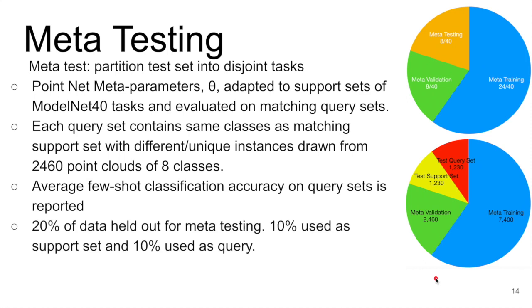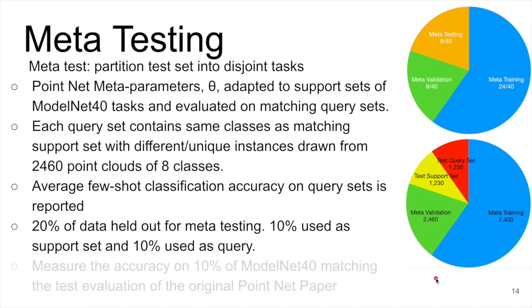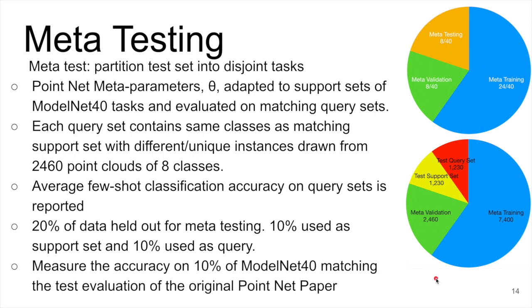This produces an accuracy percentage that can be compared fairly to the classification test set accuracy reported in the original PointNet paper. This test is fair as we hold out 20% of the data classes for testing. We use half of this, or 10% of the data instances, as a support test set for adaptation. We then evaluate accuracy on the other half, query test sets, which contain 10% of the data instances. This leaves us with an evaluation of classification accuracy on a held out 10% of ModelNet 40 classes. This closely follows the testing procedure in the original PointNet paper.